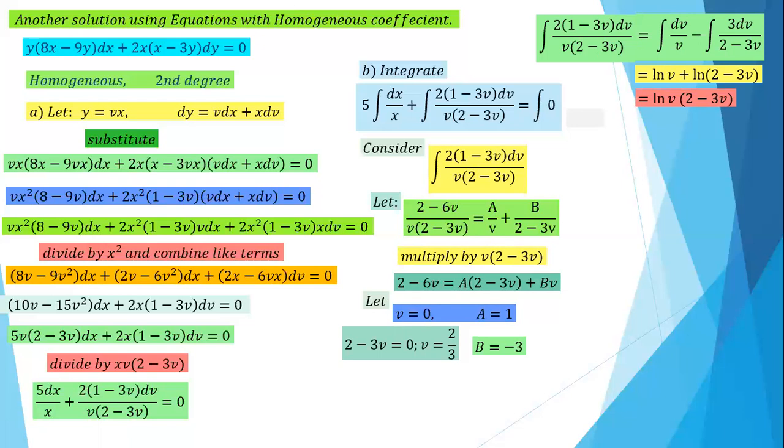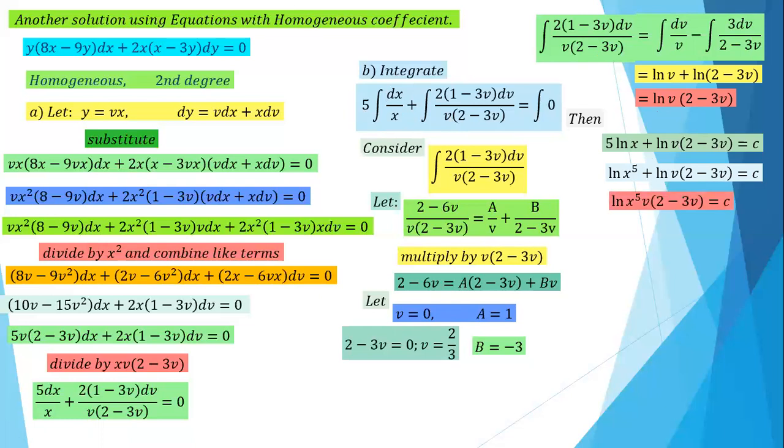times 2 minus 3v. So therefore, we have 5 ln of x. So 5 ln of x comes from 5 the integral of dx over x. Then plus ln of v times 2 minus 3v equals C. Simplifying, we have ln of x to the fifth plus ln of v times 2 minus 3v equals C. Or we have ln of x to the fifth v times 2 minus 3v equals C.